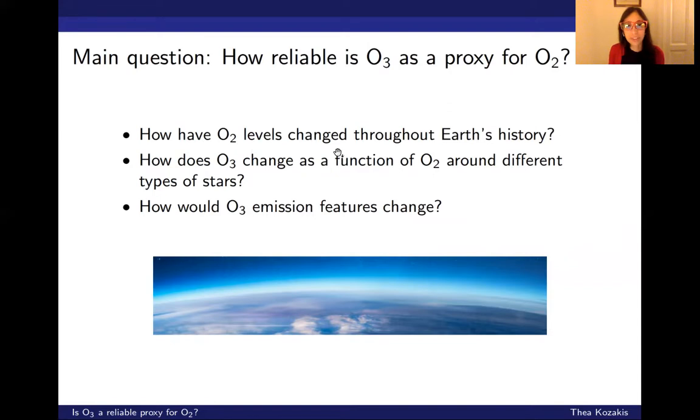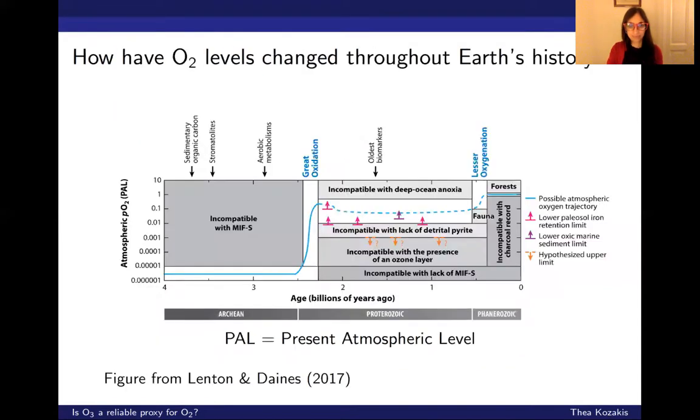So we'll start with asking ourselves how O2 levels have changed throughout Earth's history. And I know that this is a complicated diagram. I'm going to go over it briefly, but if you're more interested in this subject, you could either talk to me offline, or you could read this review that the figure's from, which is a very great review. So here you can see our estimates for O2 throughout Earth's history. And the units here to measure O2 is in this unit PAL, which stands for present atmospheric level. And you'll see this abbreviation a lot during the talk.